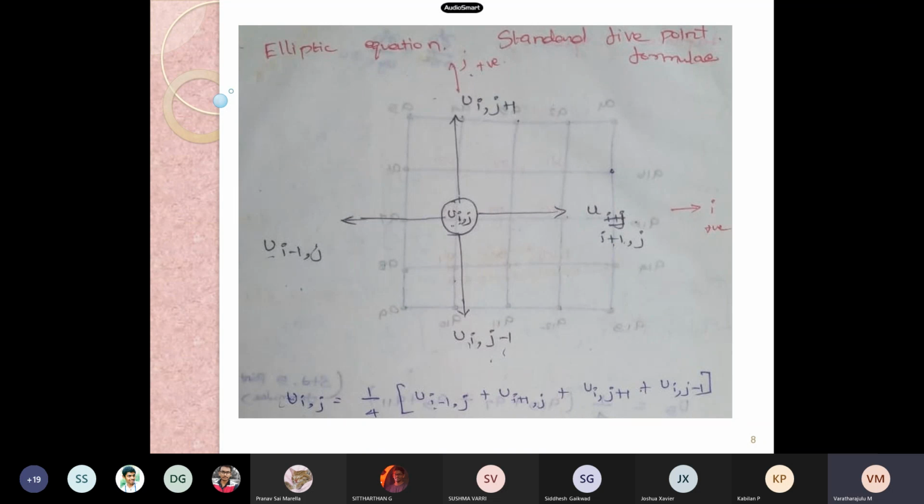Okay. So for the elliptic equation, that is the standard 5-point formula. See, u i, j, with i positive and i negative, and j positive and j negative. Assume this is a Cartesian coordinate, and this is your origin, which should be ij. What happens when you are traveling from this point to this point? What happens?